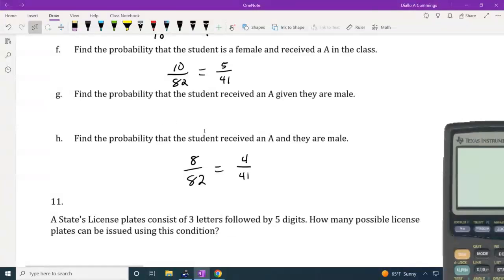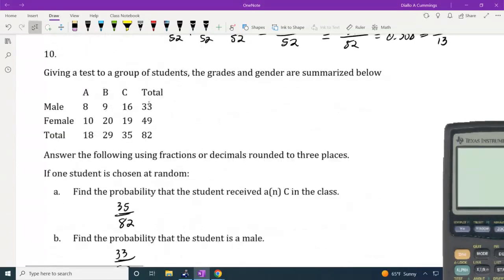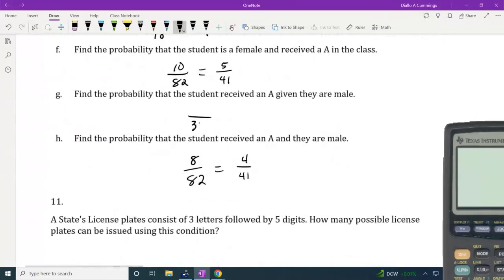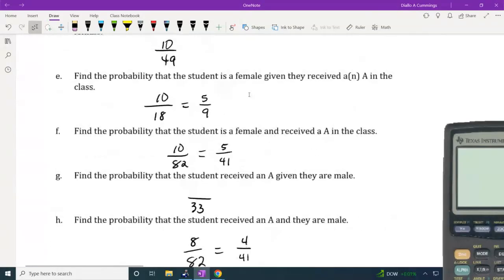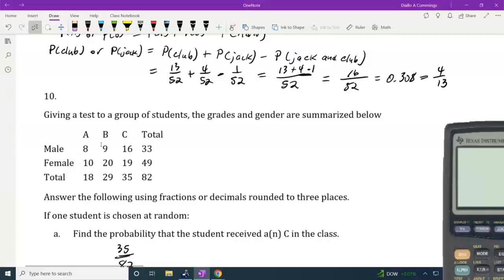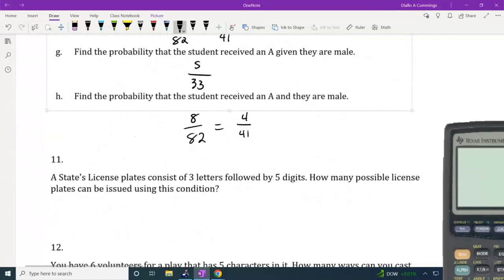Oh, I skipped over one. All right, it says find the probability that the student received. That's the same question, right? No, that one has given in it. Oh, okay, yeah. Please be careful. They look exactly the same. Okay, G says find the probability that the student received an A given they are male. So what's the denominator? It's going to be 33, only the male students, right? Out of those 33 male students, how many received an A? 8. So that probability is 8 out of 33.